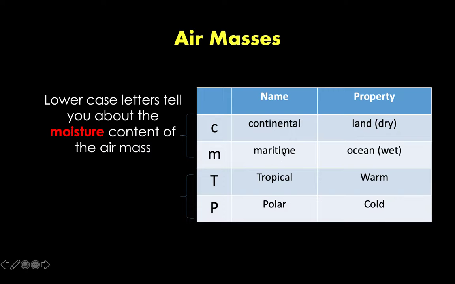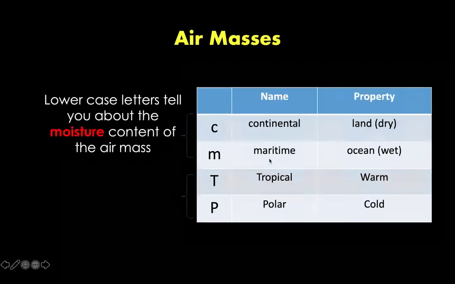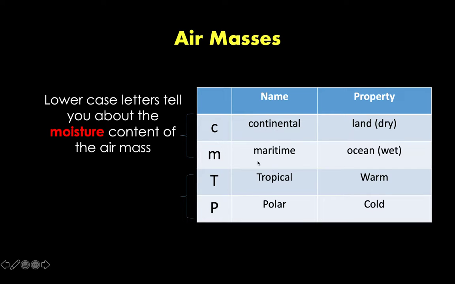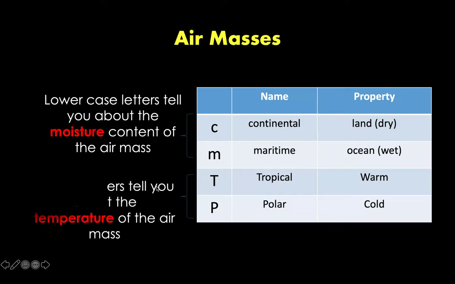Lowercase m stands for maritime. Remember that our prefix mar means ocean, like submarine or Maria on the moon. Okay, so ocean, it's wet, it's humid, there's a lot of moisture content. Our capital letters are going to tell us about temperature. Capital T means tropical, that means it's warm, think of your palm trees. Capital P means polar, it's cold. For whatever reason, I think of penguins.